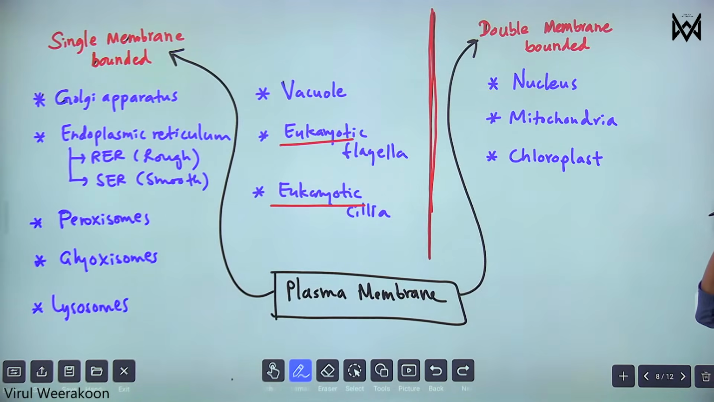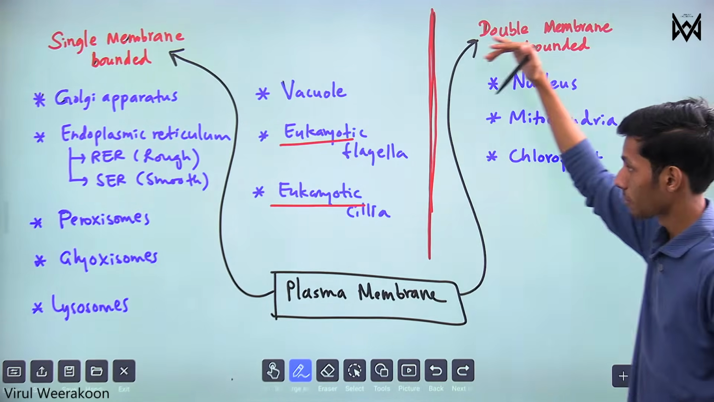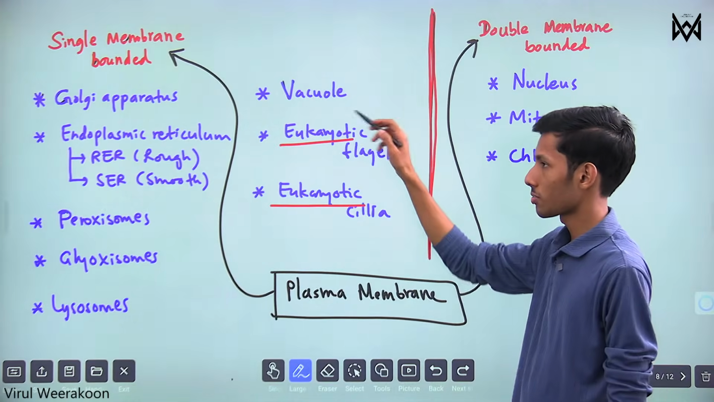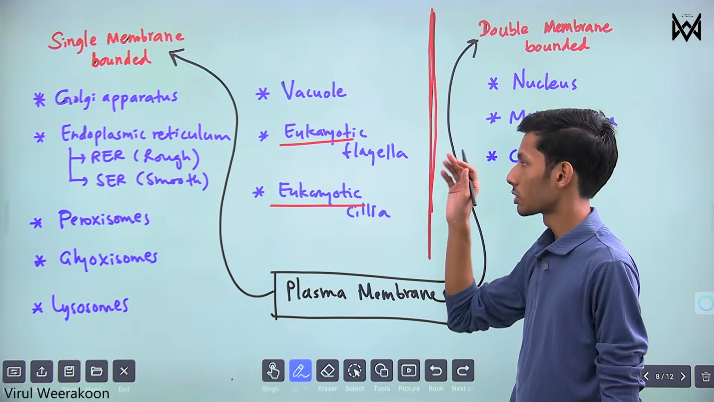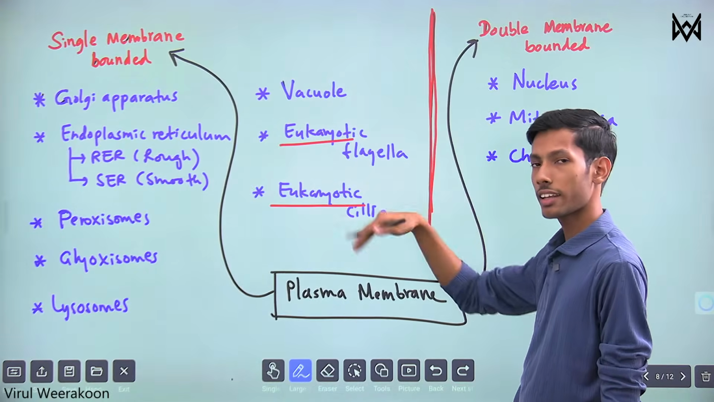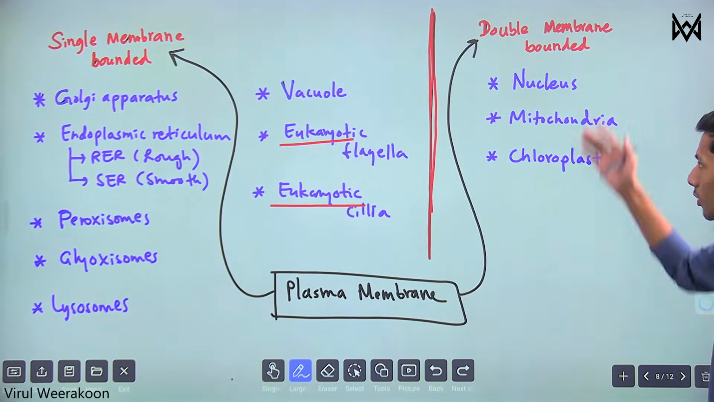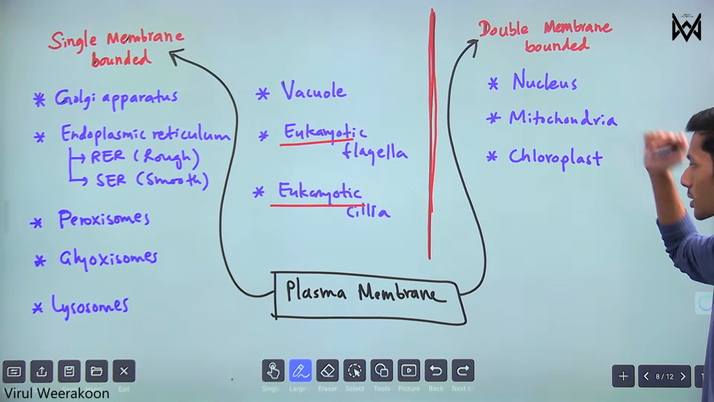Then we got to know about the examples related to single membrane bounded and double membrane bounded organelles. A very important fact: when you mention flagella and cilia, you have to mention them as eukaryotic, because prokaryotes do have flagella and cilia, and those are non-membrane bounded. That's the main reason. There are only three double membrane bounded organelles: nucleus, mitochondria, and chloroplast.